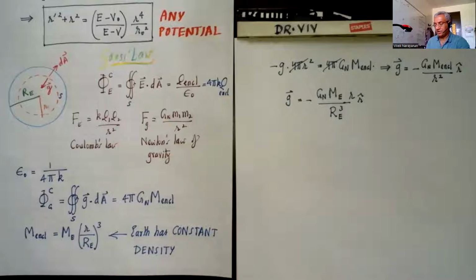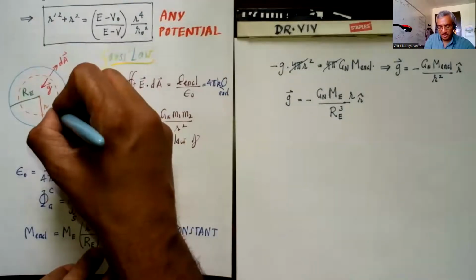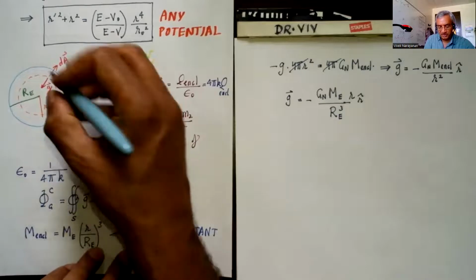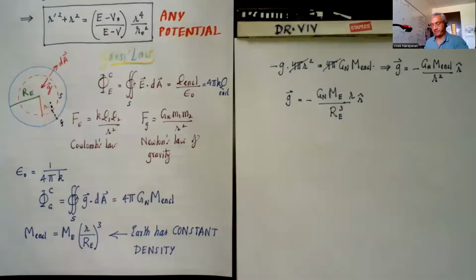Now, what we need is the potential, not the gravitational field. So for potential, we need to integrate. Let's call this the initial point I, and that the final point F. So we're going to integrate from I to F.